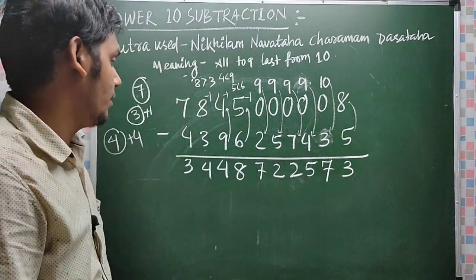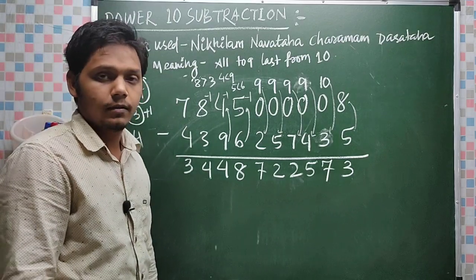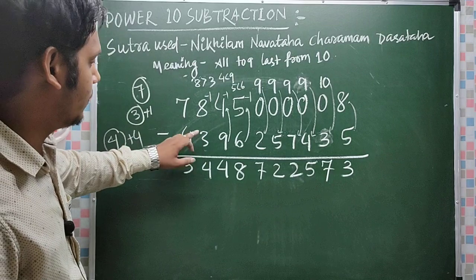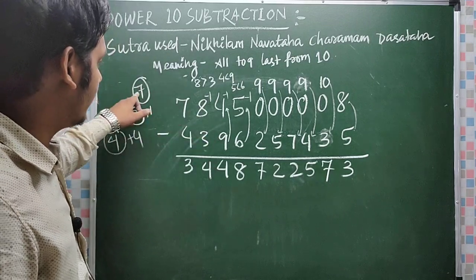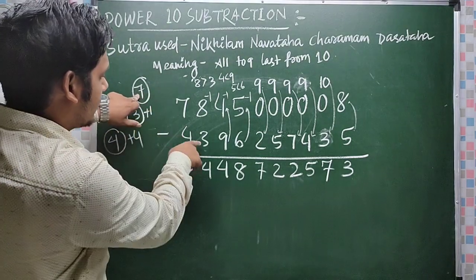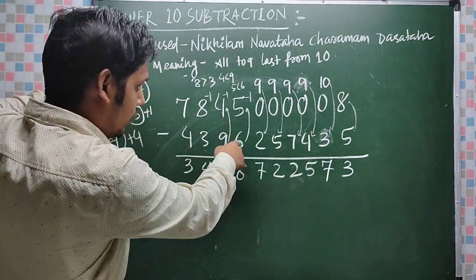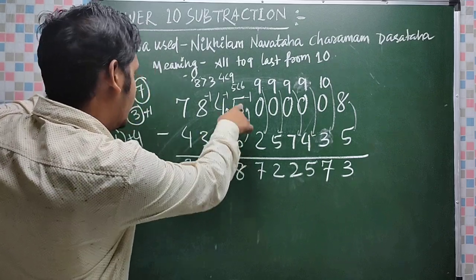Your answer is 3, 4, 4, 8, 7, 2, 2, 5, 7, 3. So what I have done: 7 minus 4, 8 minus 3 possible, 7 minus 4, 3; 4 minus 9 not possible. 8 decreased by 1 is 7, 7 minus 3, that is 4. Then 4 minus 9 not possible, 5. When I am doing this, I have to check this one, 5 is less than 6.